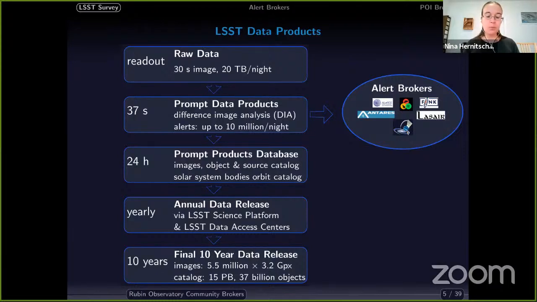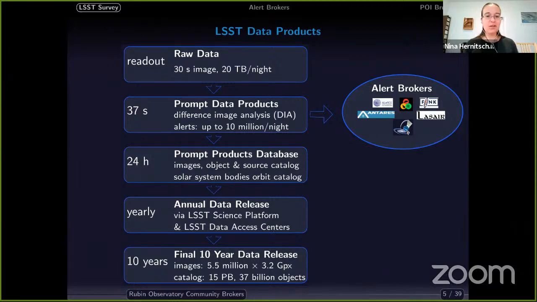I will talk a lot more about this later on, but just as an overview, we have multiple steps of LSST data products. Those results from the different image analysis then go into a so-called prompt products database with images, objects, and a source catalog, also covering solar system bodies. And each year, an annual data release will come out via the LSST science platform and data access centers. And when all of that is done after 10 years, there will be, of course, a final 10-year data release.